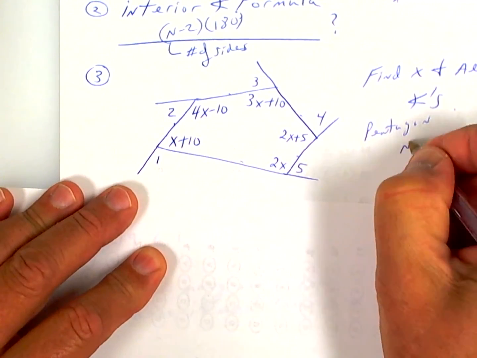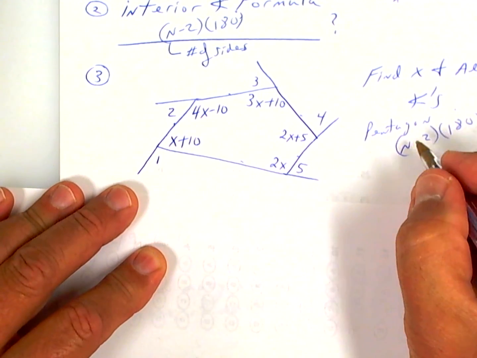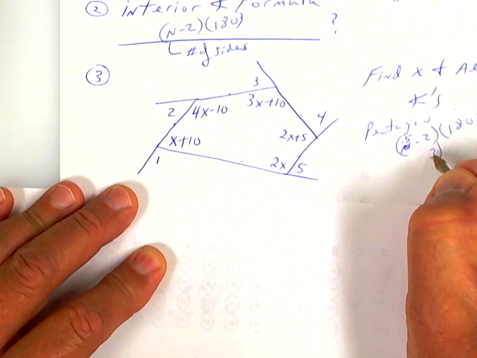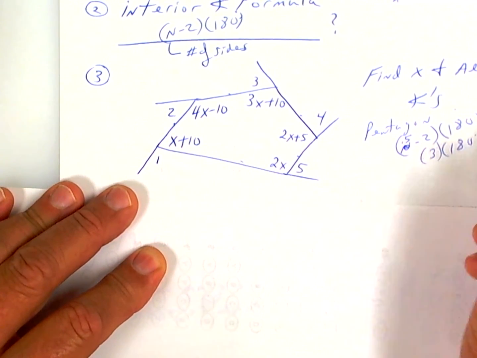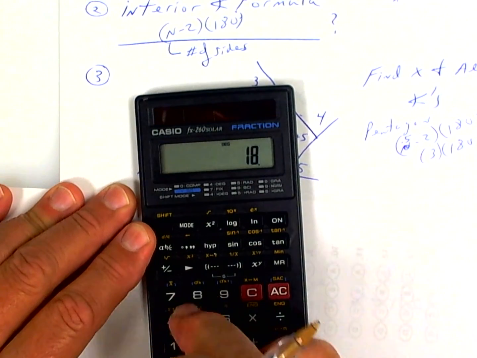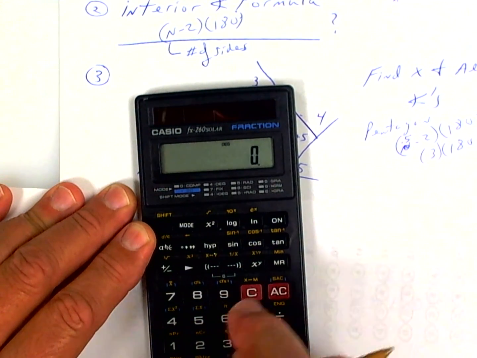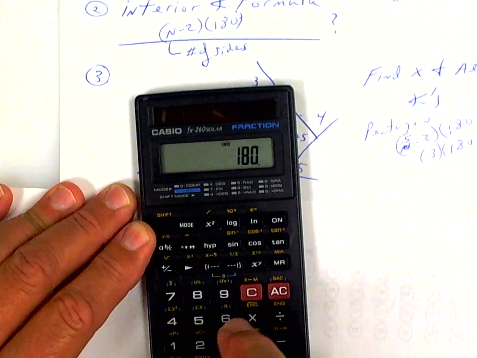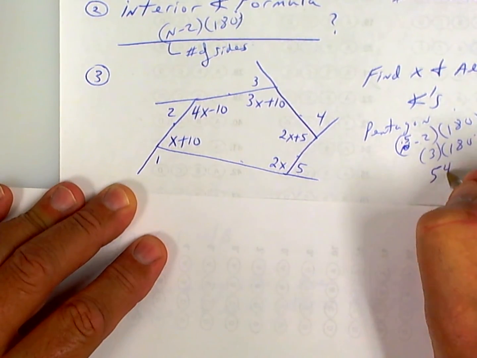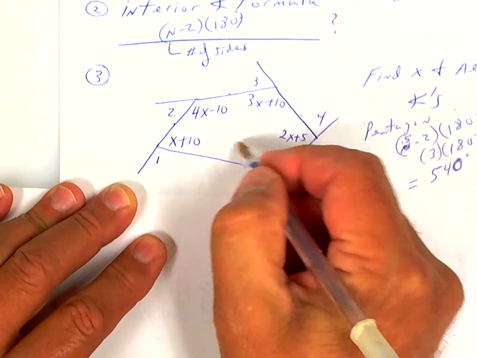So you're going to do n minus 2 times 180 to get the total. So scratch that out and put 5. Well, 5 minus 2 is 3, so it's 3 times 180, which I think is 540, but let me check. So 180 times 3 equals 540. So it's 540 degrees is the sum of all the interior angles.